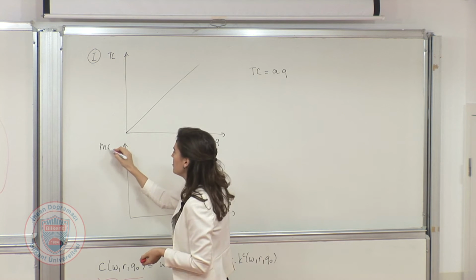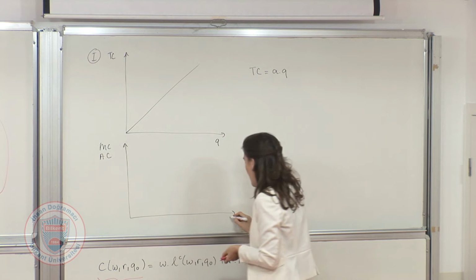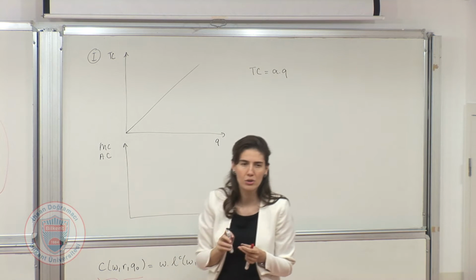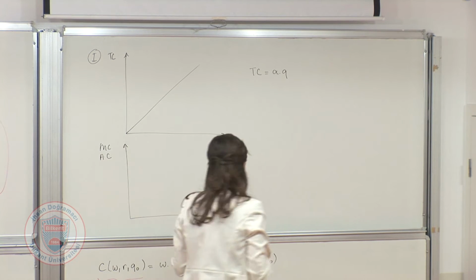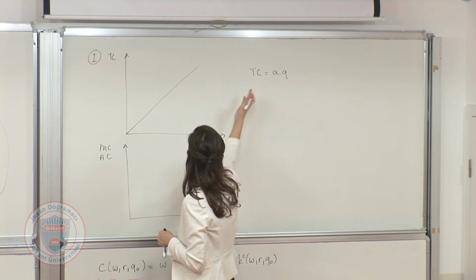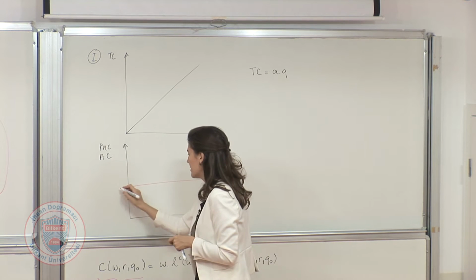And then here I put marginal cost, average cost. And you told me, Hocam, what is marginal cost? What is average cost? You said it is constant. So it's basically A, for instance, right? So it's something like this.